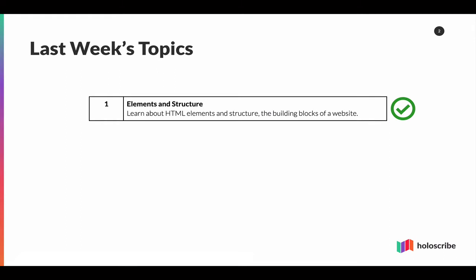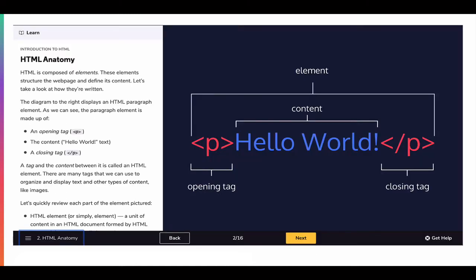Before we get into this week's topics, let's just do a quick recap of what we went through on Codecademy in the last week. The focus of last week's topics was learning about HTML elements, structure, and the building blocks of a website. You would have been taken through some of the very basic elements that go into making up a HTML file, elements like paragraphs and headings, how you open and close those with tags, and how you can put content into each of those elements.